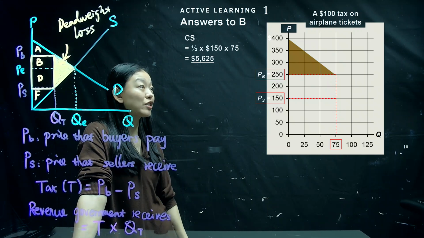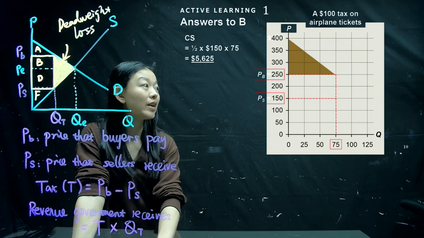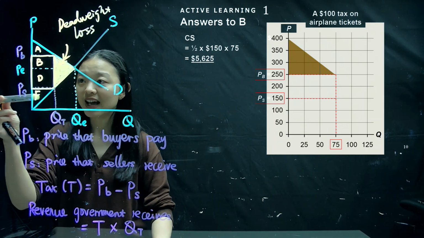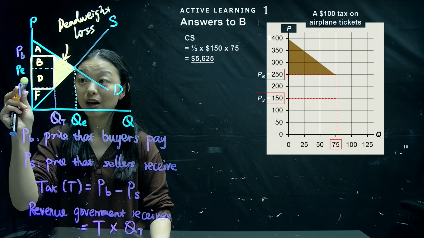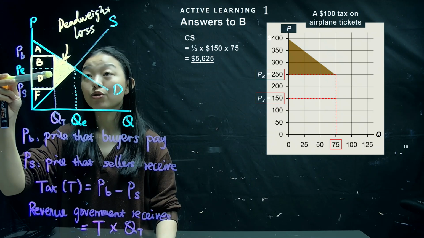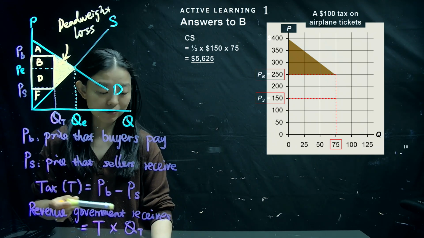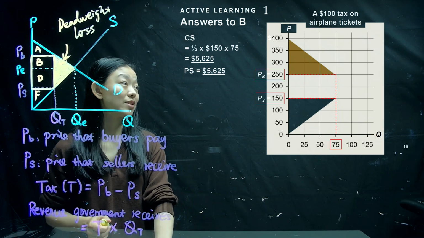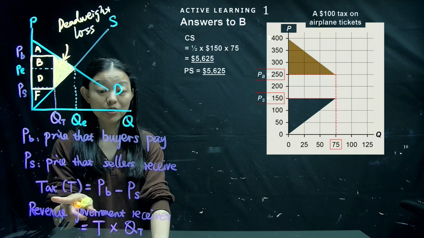So after that, you can get the new consumer surplus equal $5,625. Similarly, you can get the producer surplus. After the government imposed the tax, you can notice the price that sellers receive will decrease by $50. Originally we had $200, right? But now the price the sellers receive decreased to 150. Then you can get the producer surplus equal $5,625 as well.